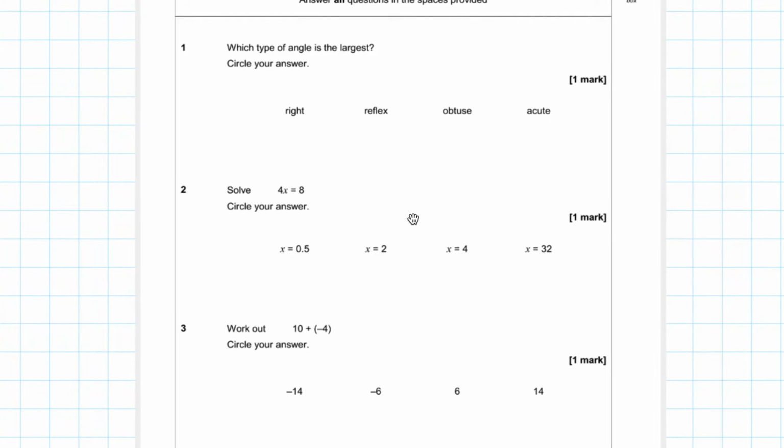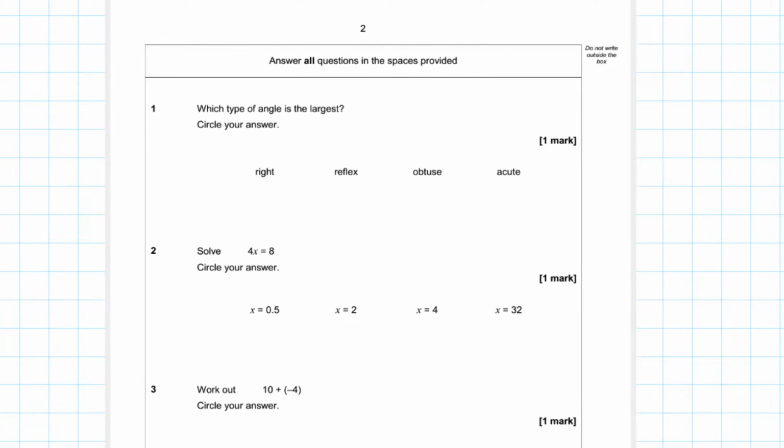So the first question we've got is, what type of angle is the largest? And you're given 4 answers to go through. The first one is a right angle. This one is 90 degrees. We have a reflex angle, and a reflex angle is an angle that is greater than 180 degrees. So something like this, for example, where you're measuring this part of the angle. So this is always greater than 180 degrees. Remember, 180 is the angle of a straight line.